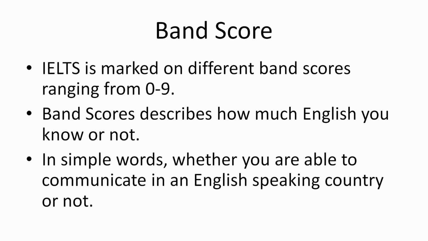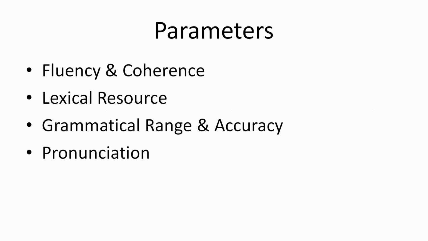So what are the basic 4 parameters on which your IELTS speaking bands are marked? First parameter is fluency and coherence. Fluency and coherence describe how fluent you are, how much your sentences are linked with each other. Second is lexical resource. In other words, students usually say it as vocabulary or vocabulary range.